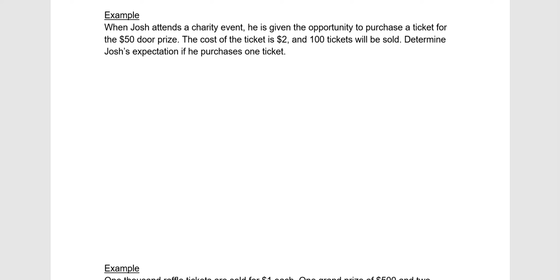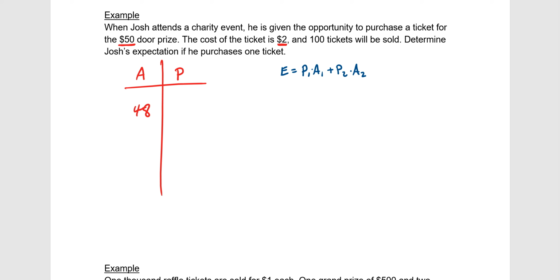So when Josh attends a charity event, he's given the opportunity to purchase a ticket for the $50 door prize. The cost is $2. 100 tickets will be sold. We want to know the expected value. Okay, so we're going to be using the same formula. We have two outcomes, either he wins or he does not win. So if he wins, he gets $50, but he spent $2 on the ticket. So you actually have to subtract them, 50 minus 2, and you get 48.